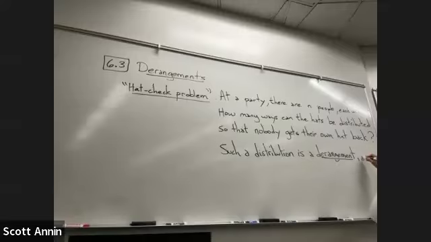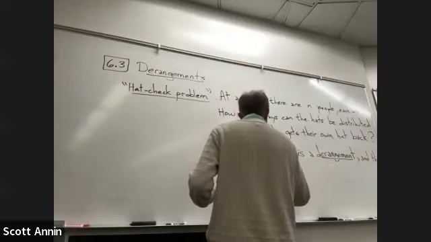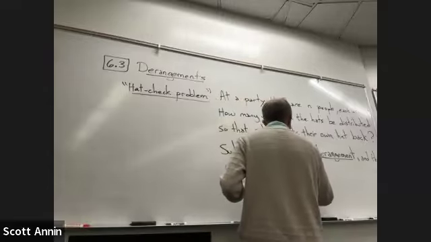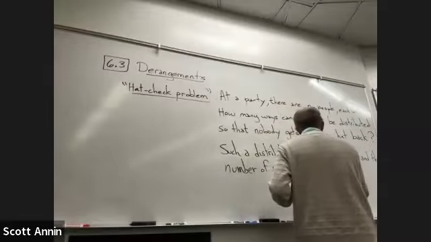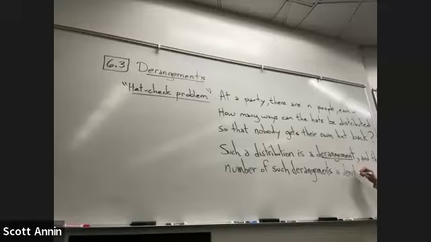And the number of such derangements is denoted as D sub n. So D sub n is going to denote the number of derangements. Okay, so we are going to try to get a handle on how many derangements there are of n objects.